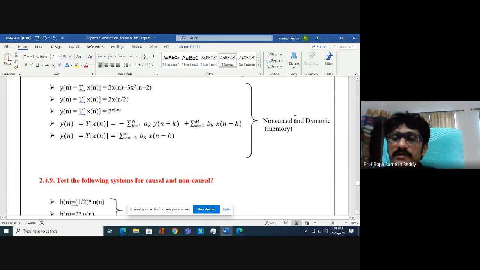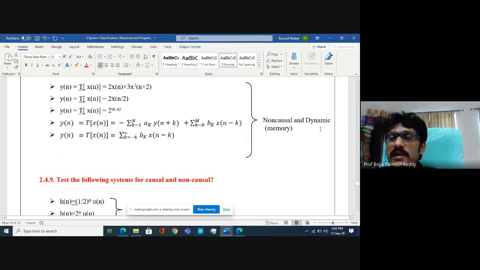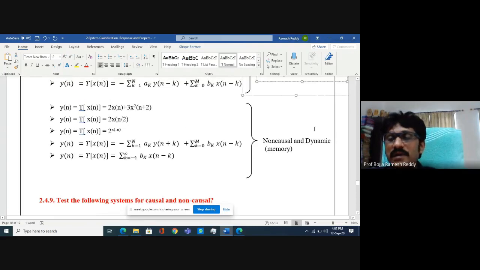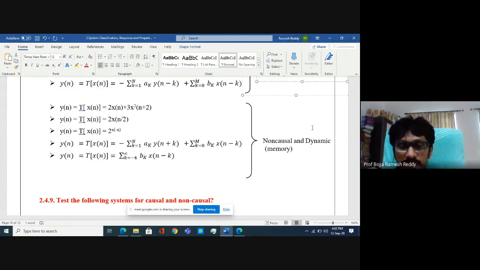Causal and static. Next one, non-causal and dynamic. Non-causal means future things may be included. If future information is included, then such type of systems are called non-causal systems. And dynamic. Dynamic means what? Simply memory is there. That memory may be past or future. Okay. Next, see.